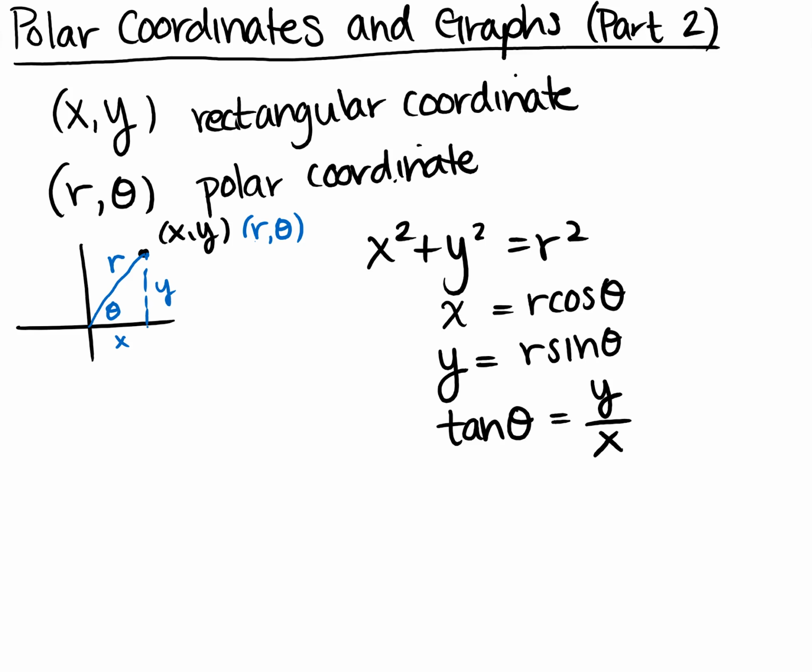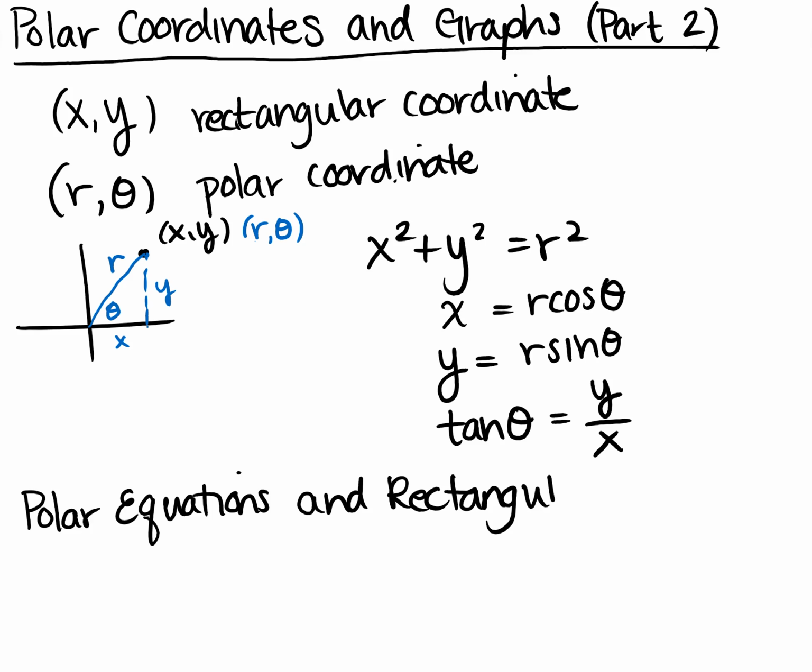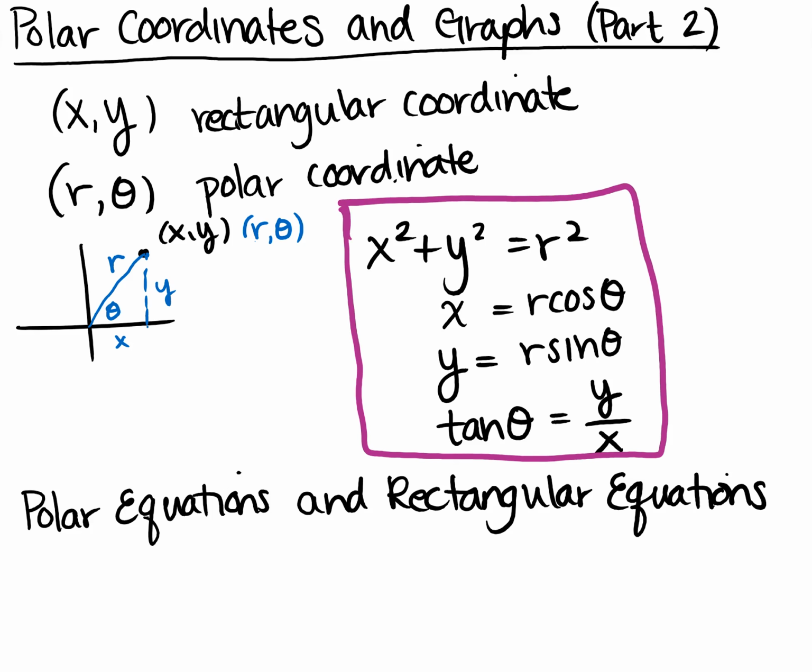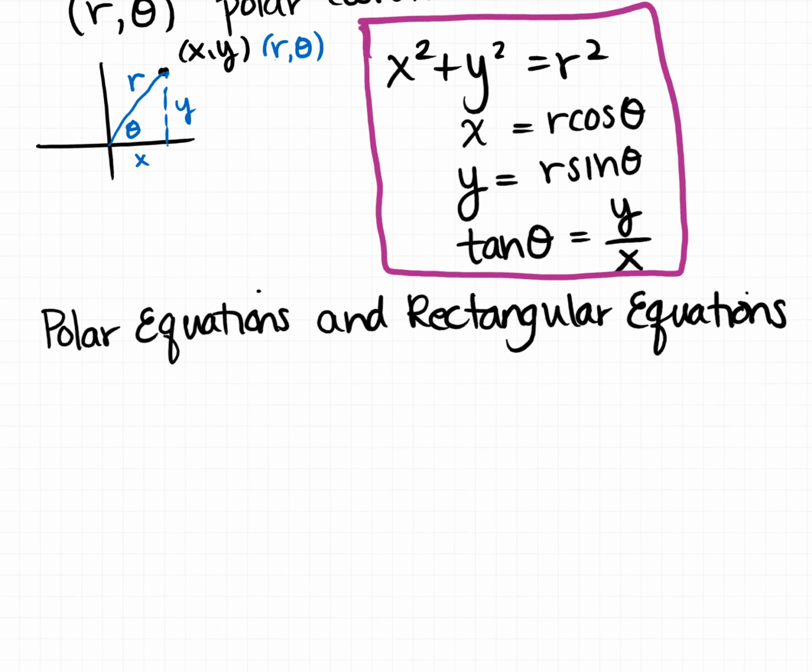So now let's talk about how this relates to the graphs. Aren't you excited to think about, if I have an equation, what does that mean in polar coordinates? So we're going to look at the relationship between polar equations and rectangular equations, and then we'll talk about the graphs. I'm just going to do some examples for you, using the fact that we know this stuff. This stuff is going to be the key to switching from polar to rectangular or vice versa.